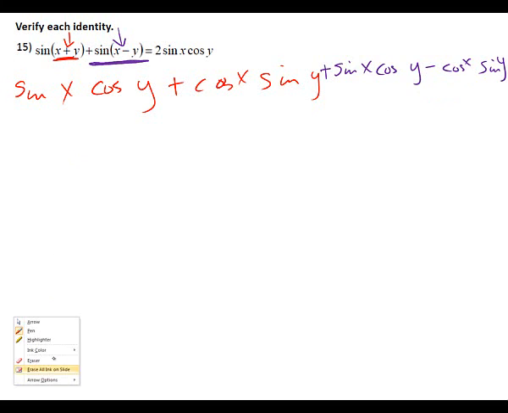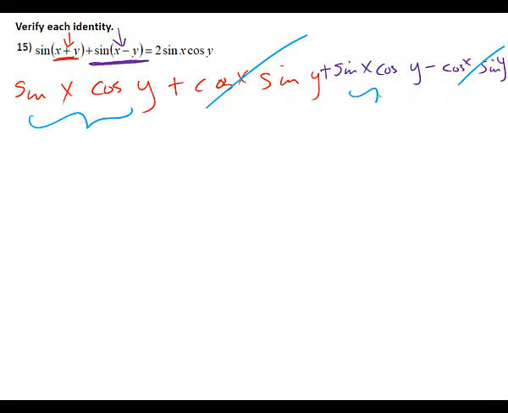Alright, take a careful look at it. What do you observe? Cosine, sine is gone. What do we notice about these? They're the same. How many are there? 2 sine x cosine. Did we get what we wanted? In 2 lines, we got what we wanted.